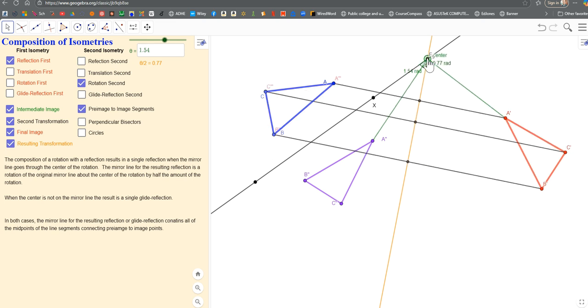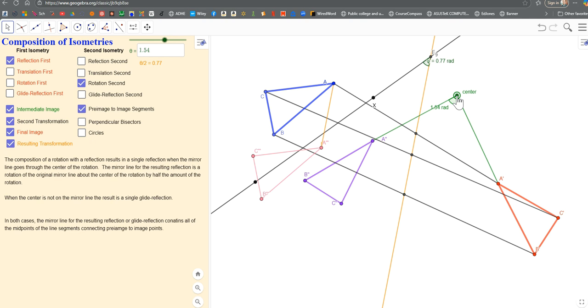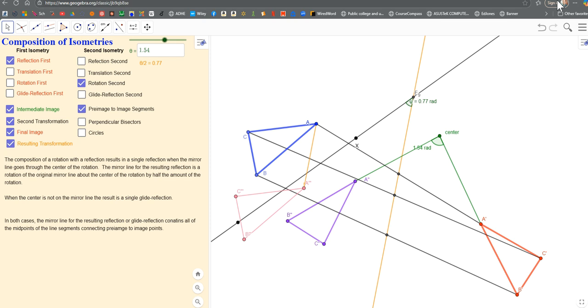Okay, and so if this is on the line, we just get a reflection. If not, then we rotate this line by that amount, and that gives you the direction of the mirror line. Okay, and so we get a glide reflection there. Okay, one more to look at.